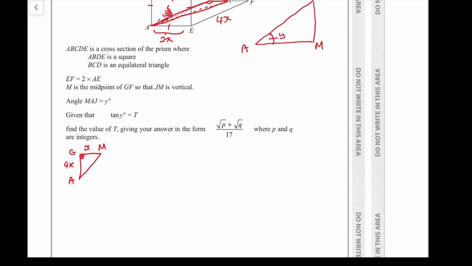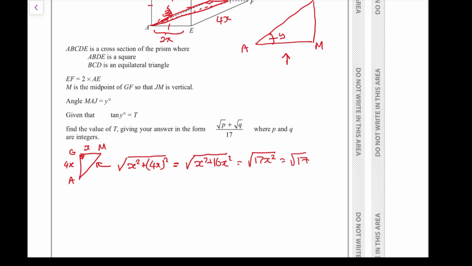Here I have a right angle triangle, and I want to work out A to M, which is then going to give me this side up here. So I can use Pythagoras. Pythagoras tells me that x squared plus (4x) all squared is equal to x squared plus 16x squared. Well, let's write that out so we have the whole solution, which is equal to 17x squared. Now, be careful again. The square root of 17 is the square root of 17.